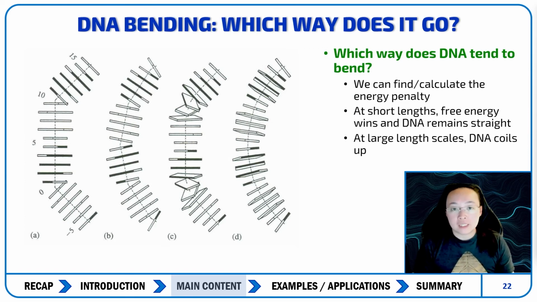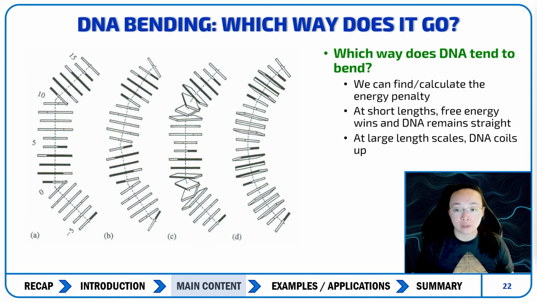When we take a look at DNA bending, we also have to worry about which way it goes. So which way does DNA tend to bend? Once again, we're able to calculate the energy penalty. If we take a look at short lengths, the free energy is going to win and DNA is going to remain straight because there's nothing else urging it to bend in a certain way to increase entropy.